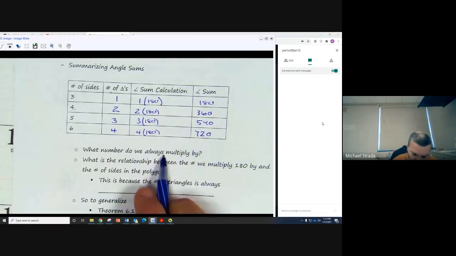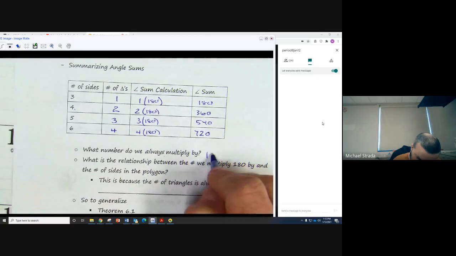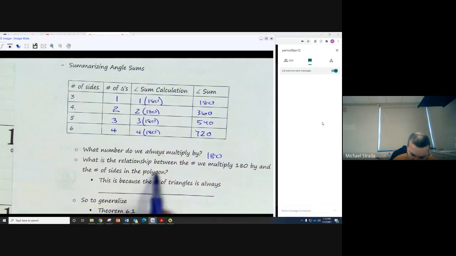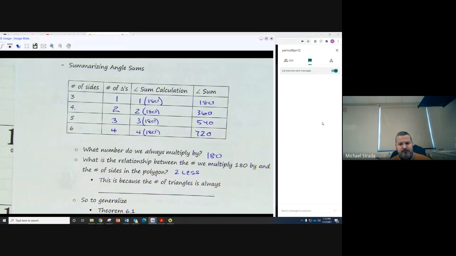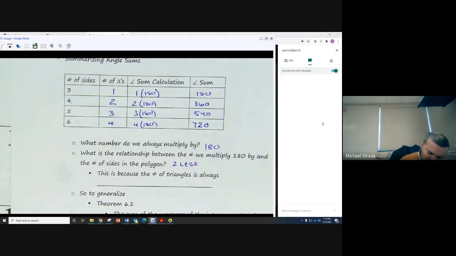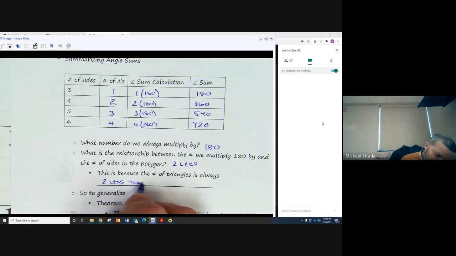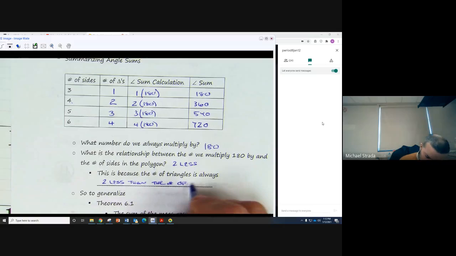Now, what number did we always multiply by? 180. What is the relationship between the number we multiply 180 by and the number of sides? Always 2 less. That is because the number of triangles is always 2 less than the number of sides. It's always 2 less than the number of sides.